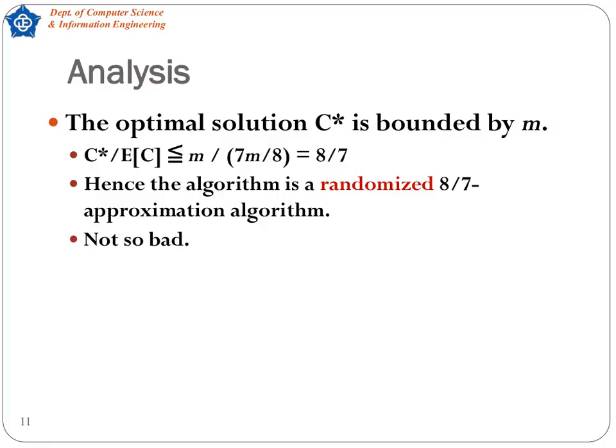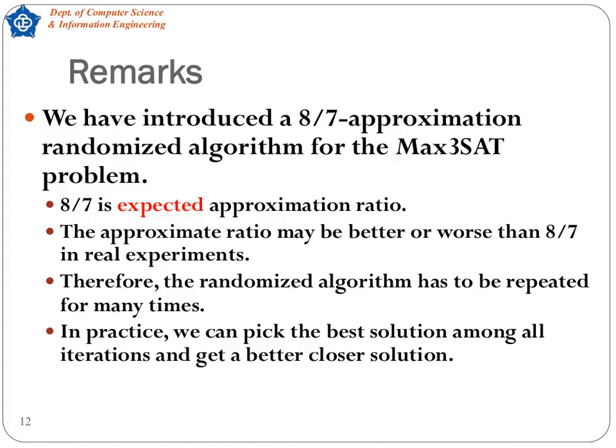So what does this significant result tell us? It means our algorithm is a randomized 8/7 approximation algorithm. Or, as the slide aptly puts it in simpler terms, it's not so bad. This ratio clearly indicates a reasonably good performance for our algorithm, which is quite a positive outcome. Building on that reasonably good performance we just discussed, let's now summarize the key takeaways regarding our randomized algorithm.